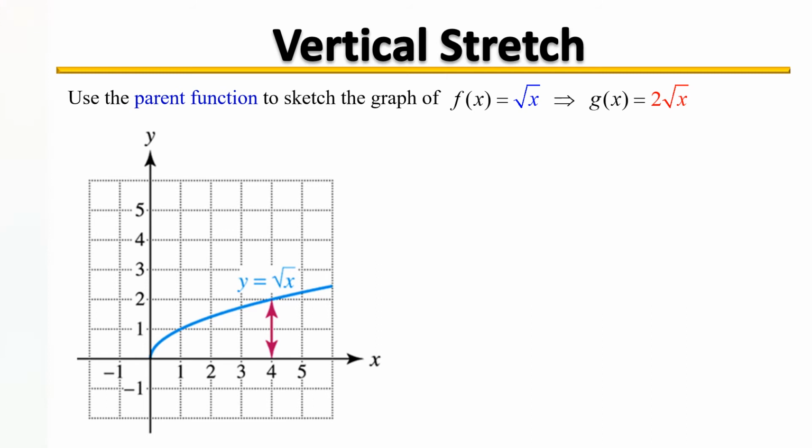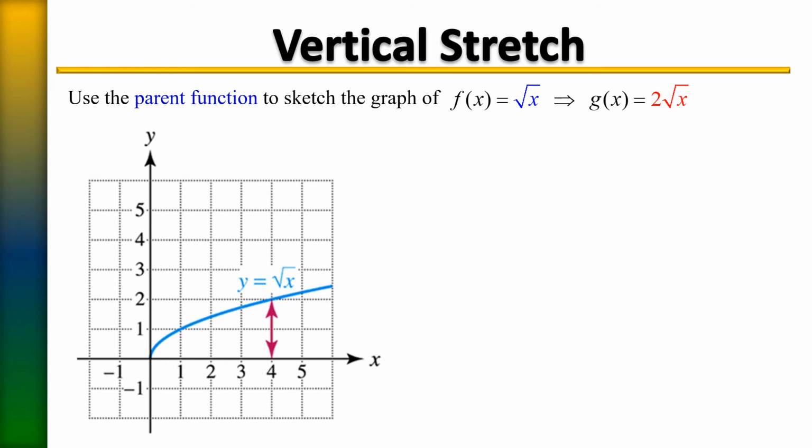So here we're asked to use the parent function f of x equals the square root of x to sketch a graph that is stretched by a factor of 2. And you know that it's stretched by a factor of 2 because if the number is out there in front, that is a vertical stretch or compression. If the number is greater than 1, it is a stretch, such as in this case, stretched by a factor of 2. If the number is a fraction between 0 and 1, then it is a compression.